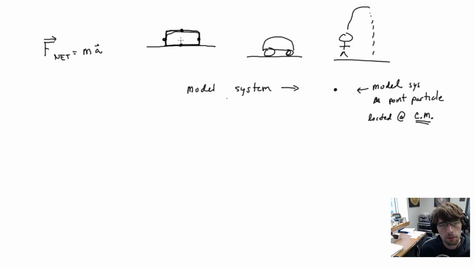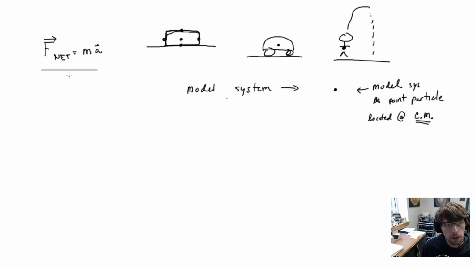So a box, think of it as a point particle in the center. A car would be a point particle in the center of mass. A person, a point particle maybe at their belly button. Go back and reflect on this. Essentially, when you're applying Newton's second law, you're modeling the system as a point particle located at the center of mass.